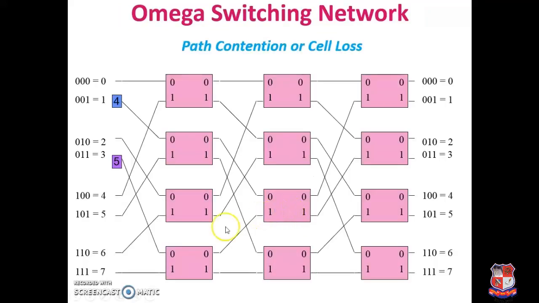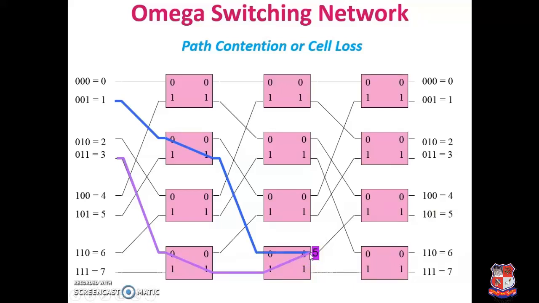Now see the example. 4 and 5 are both destinations, and they come from different sources. Now check. Here we can see a path conflict arises like that. Binary of 4 is 100 and binary of 5 is 101. So at the middle level switches, both conflict at 0 0.